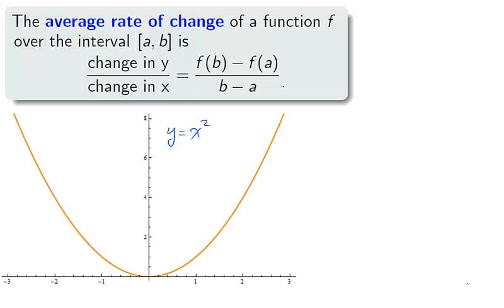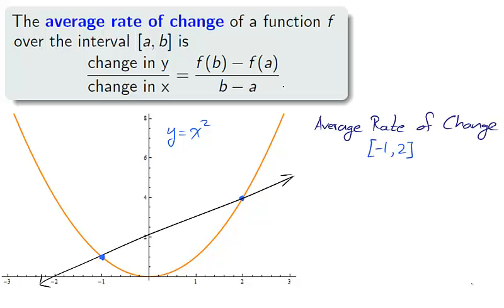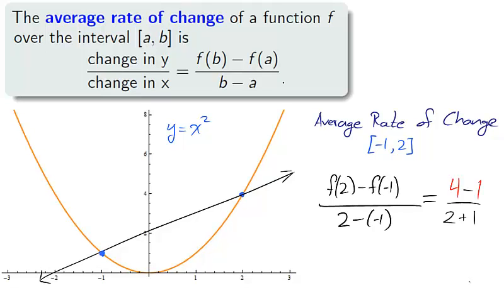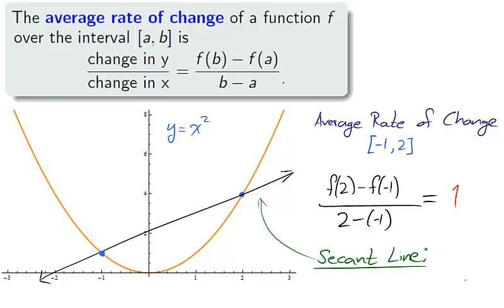Take, for example, the function y equals x squared. Say we were interested in finding the average rate of change between x equals -1 and x equals 2. We would use our equation for average rate of change, letting a be -1 and b be 2. As f of 2 is 4 and f of -1 is 1, we find that the average rate of change is 1. Keep in mind, the slope of the secant line is the average rate of change, so we can find the equation of the secant line using the point slope formula.